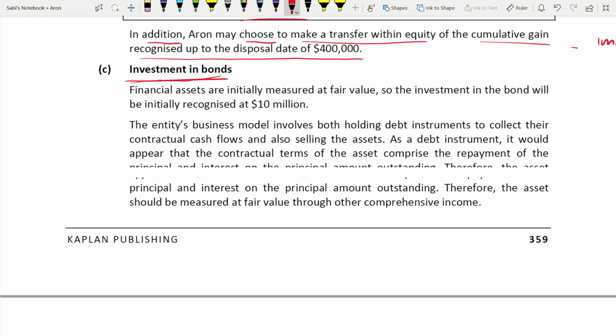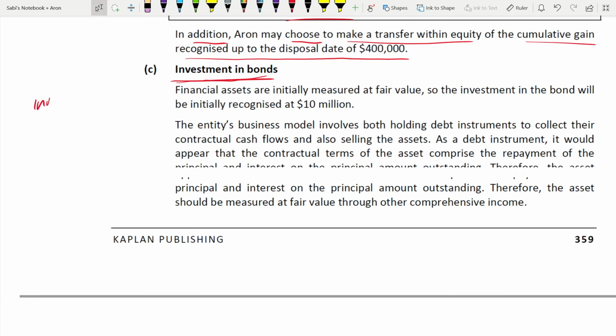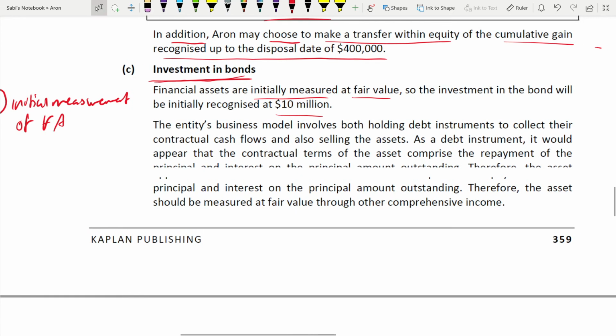What is it? Always start with the initial measurement of the financial asset. This should be your starting point. It's a financial asset, understand? Investment in bond, initial measurement. So initially financial assets are measured at fair value. What is the fair value? 10 million. Isn't it? It's 10 million, no? Initial, 1 mark. Count the number of points. Each point 1 mark. I will not repeat this.